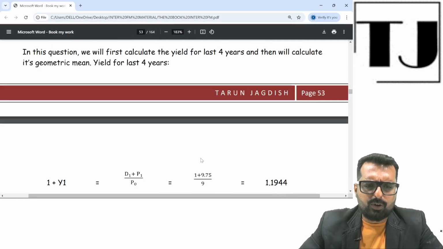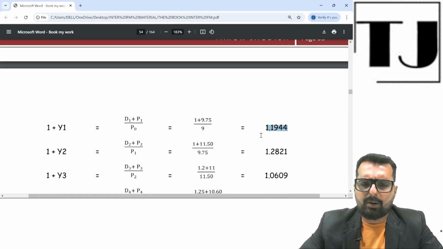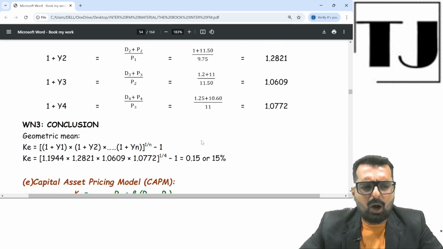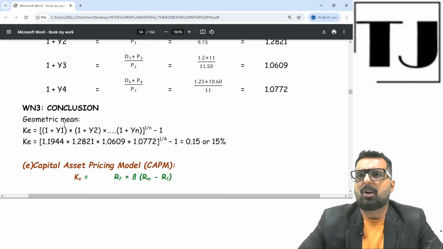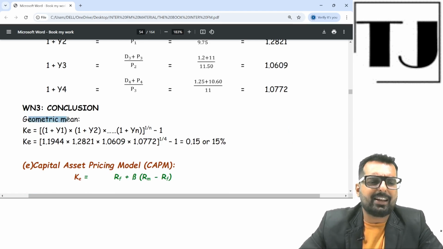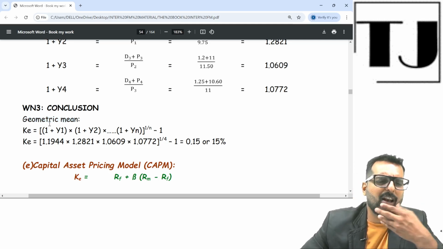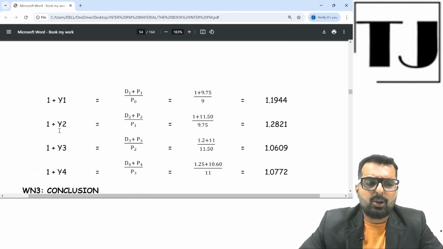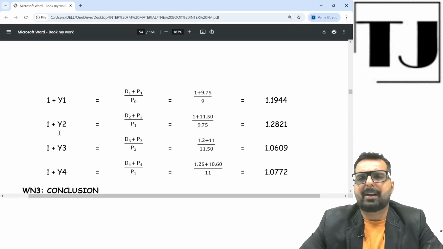So if you come down like that, they have got 1.1944, they got 1.2821, in the same manner 1.0609 and 1.0772. Down they have done, we can actually take an overall consolidation using a geometric mean method, but that is not relevant for your exams, friends, because you're not allowed to use scientific calculator in the exam. So you can ignore the last part. You can give the KE for 1, 2, 3, 4 separately, friends.